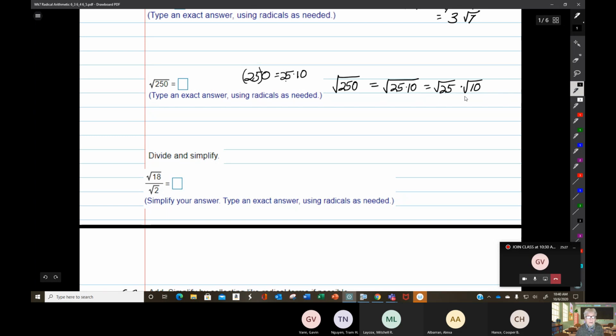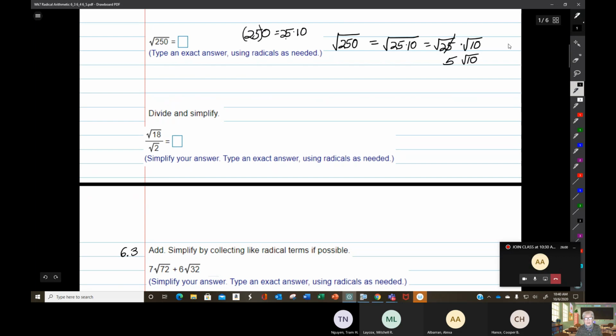Well, the square root of 10 just breaks down into 2 times 5. 2 is not a perfect square. 5 is not a perfect square. But 25 is, because you can take a nice square root from it. The square root of 25 is 5. So 5 times the square root of 10 is your answer. You've got to be able to do that, and as you can see, soon you're really going to need to be able to do that. So start getting good at it now.